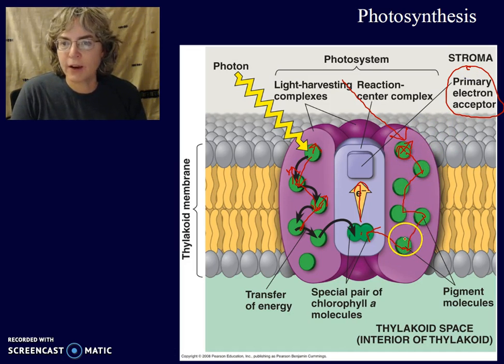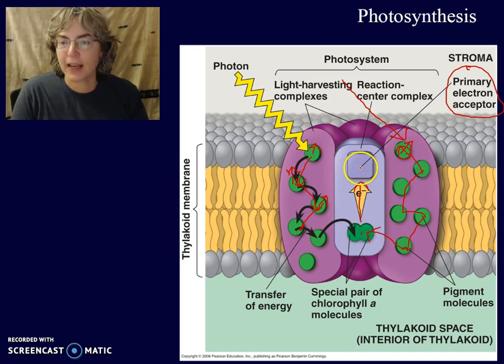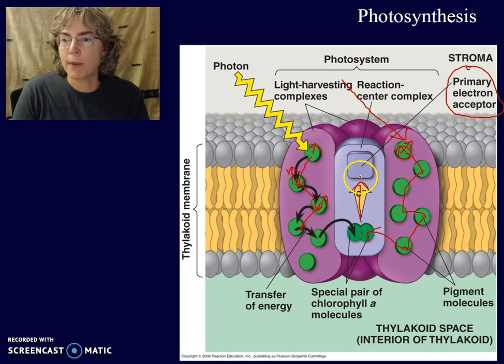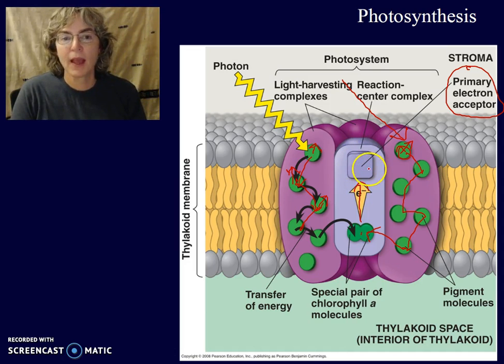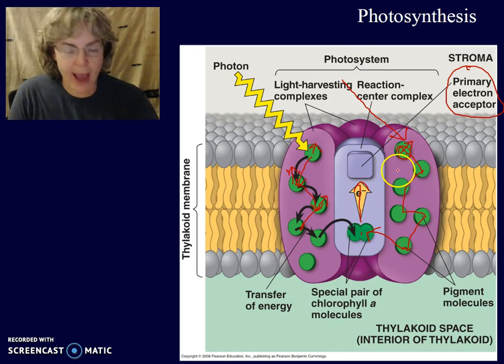So all this energy goes into this reaction center right here where those chlorophyll A molecules are, bumps up that electron so much that it leaves that atom and then goes to this primary electron acceptor, and then it goes into our electron transport chain. Okay, so let's go back.